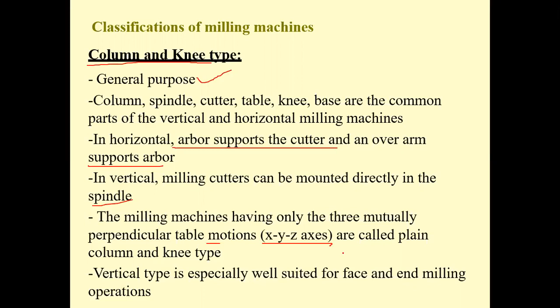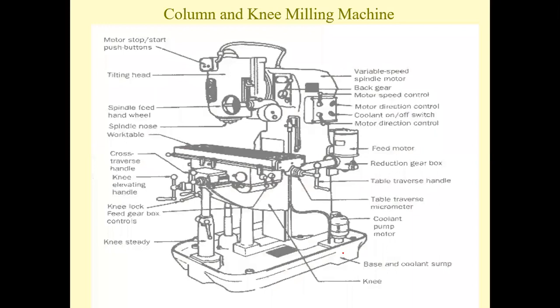So these are all the milling machines we have seen till now. It is a general purpose milling machine. That's why we call it the column and knee type milling machine. This is a typical vertical column and knee type milling machine, which you've already seen. This is a three-dimensional view. Here in this, you can see the various parts.